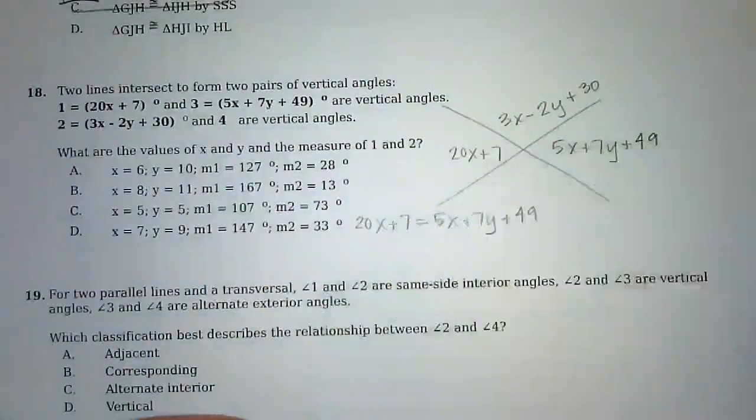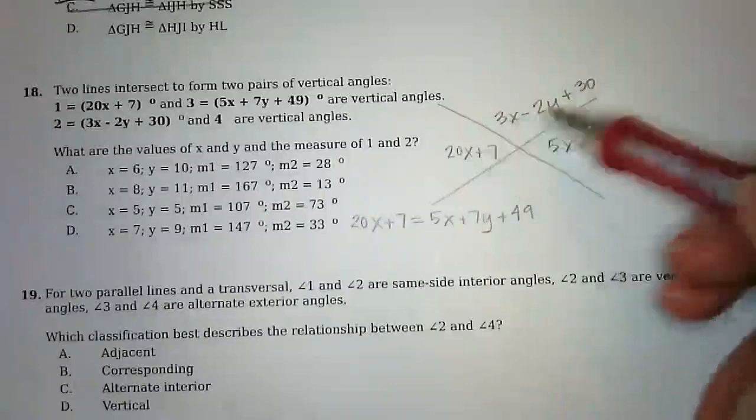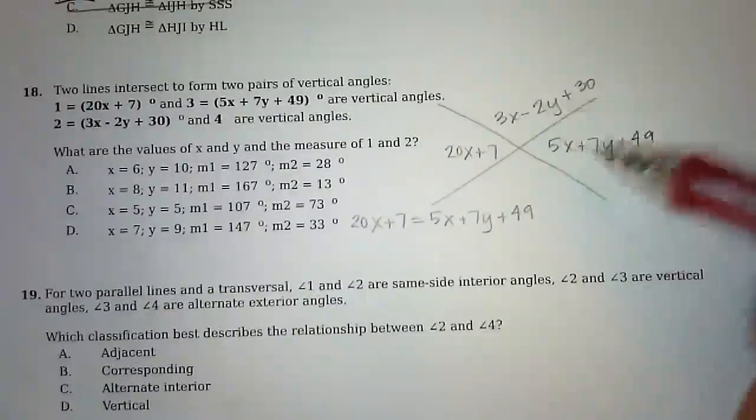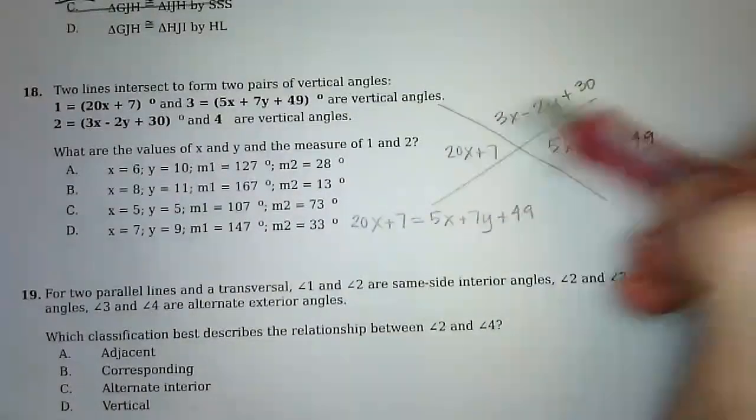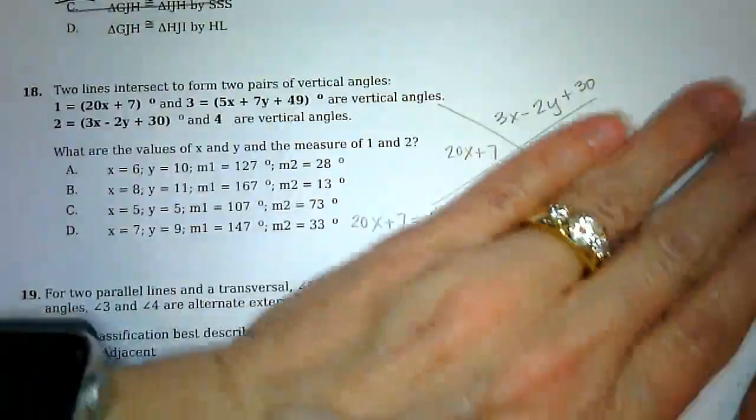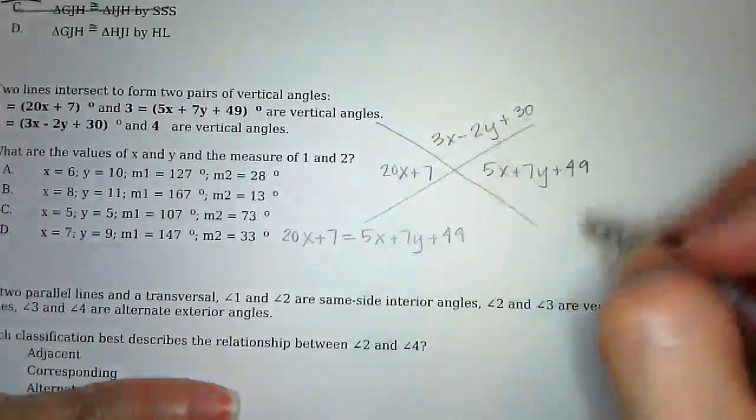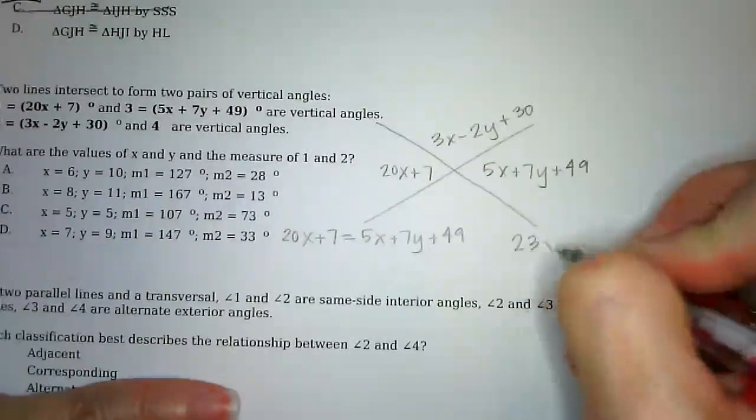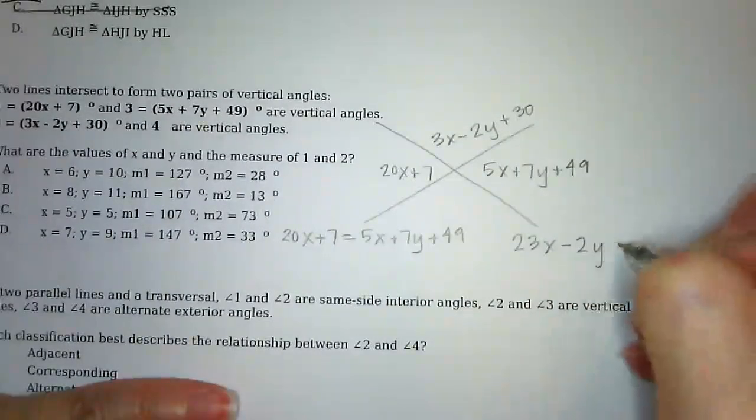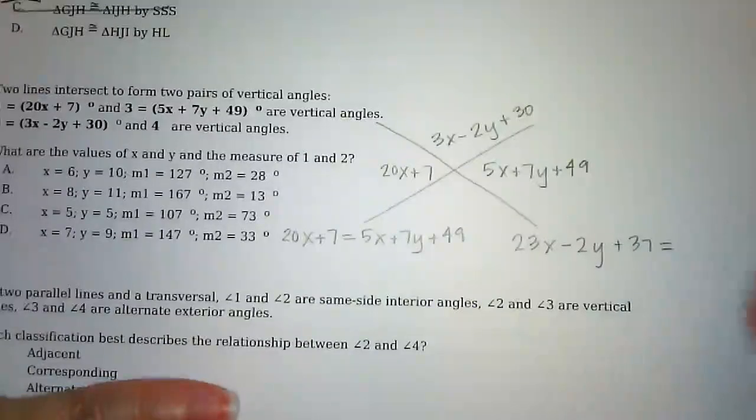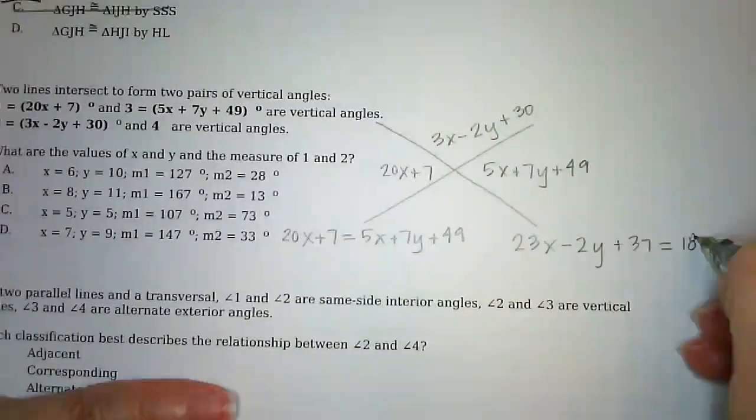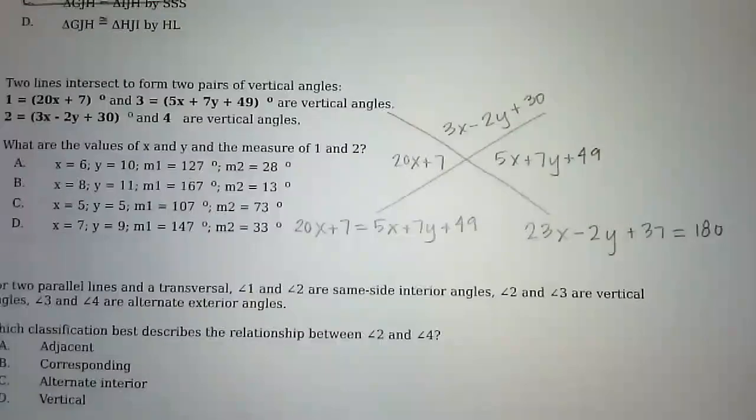And then I also know that together, these two add up to 180. So if we add these together, that would be 23x minus 2y plus 37, and those two add up to 180 degrees. So I can tell by these equations that I probably want to use elimination since I have two variables.